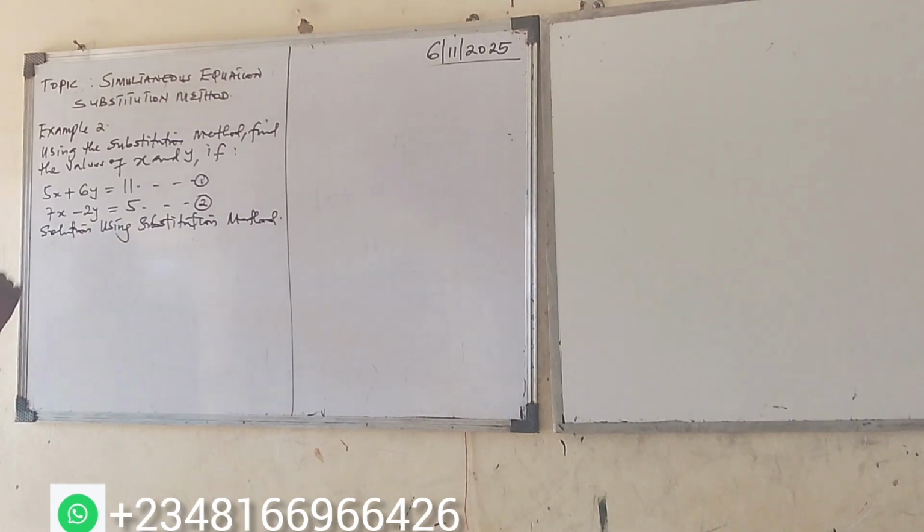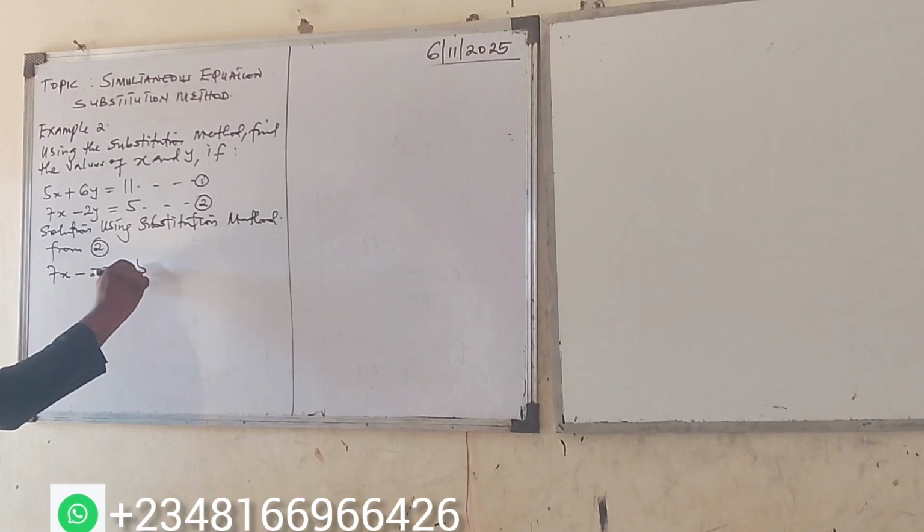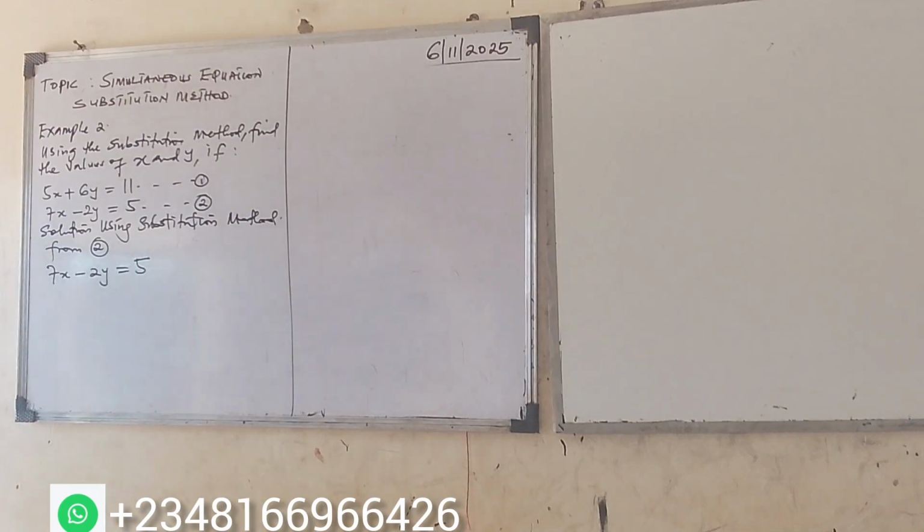So from equation 2, we have 7x minus 2y is equal to what? 5. Is that clear? Yes, sir. Now we have fixed equation 2.